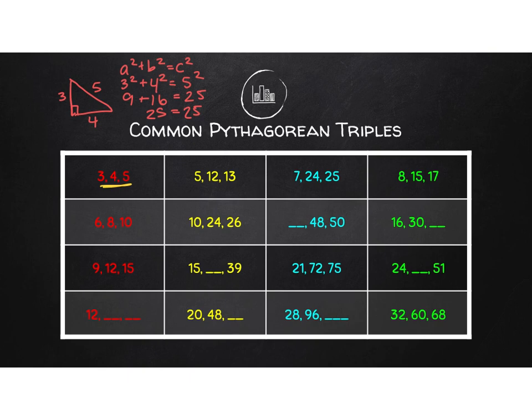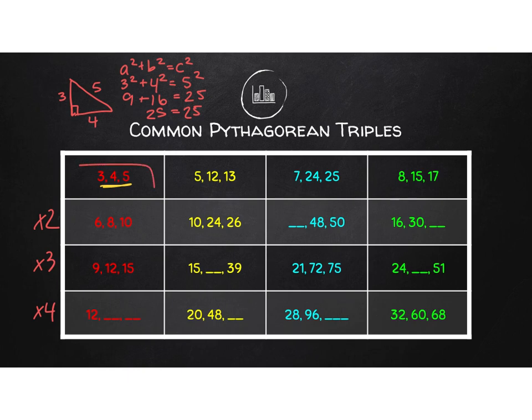Now let's look a little bit at this chart. Here we can see that with 3, 4, 5, all I do is multiply it by 2 to get to the next one, 6, 8, 10, times 3 to get to the next one, and times 4 to get to the next one. So really, if you can find one Pythagorean triple, you can multiply it and find an infinite number of Pythagorean triples. So let's take a moment to fill in some of the missing numbers.